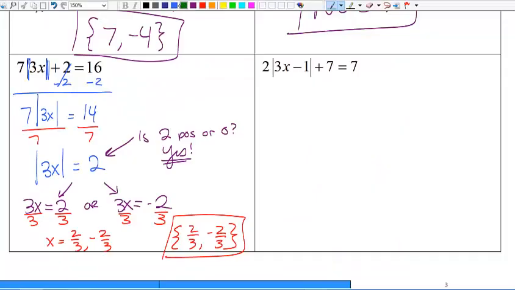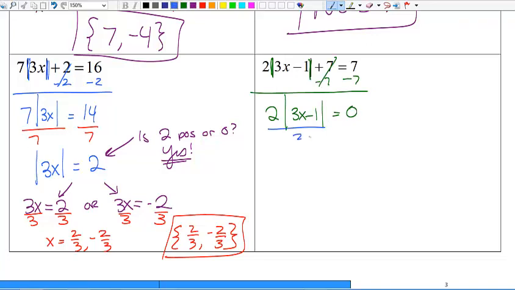My last problem, I've got my bars not yet isolated. So I'm going to first subtract 7 on both sides, which gets me 2 times the absolute value is equal to 0. That accidentally goes to 0. I didn't try for that to happen, it just did. Then I take both sides and divide by 2, so I get the absolute value of 3x minus 1 is equal to 0. Now that the absolute value is isolated, I have to ask myself, is this number 0 positive or 0? And the answer is yes.